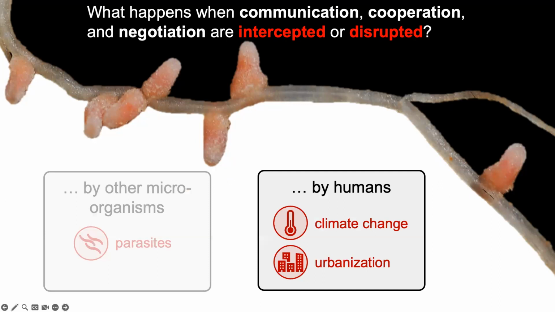Okay, so there are two new threads of research in my lab that I'm really excited about that also tackle this umbrella question from a really different perspective. In these two new projects, we're really interested in what happens when cooperation or negotiation are disrupted, not by another microorganism, but by some feature of the environment that's changing. And the two environmental gradients that we're working on are climate change and urbanization.